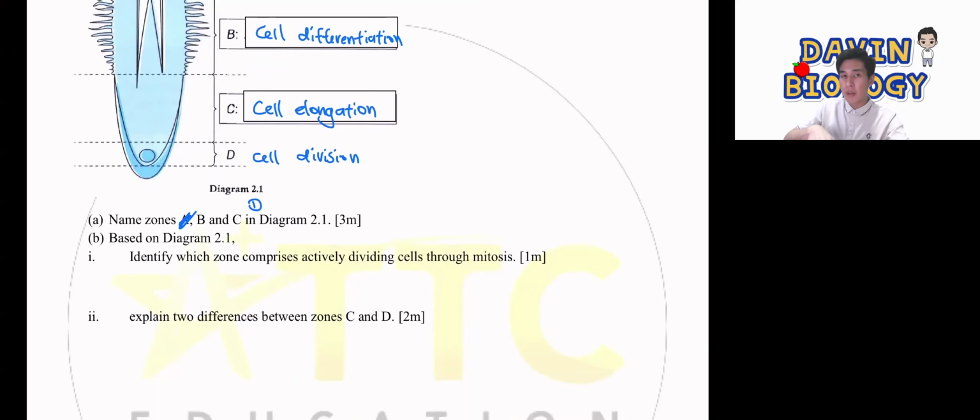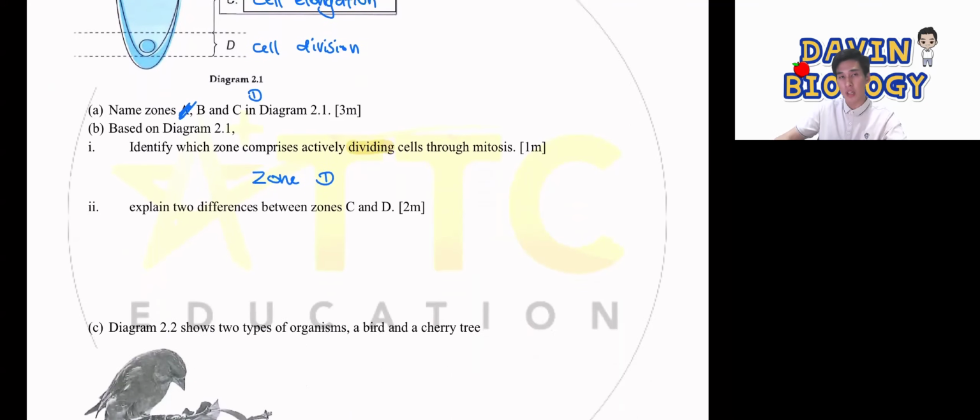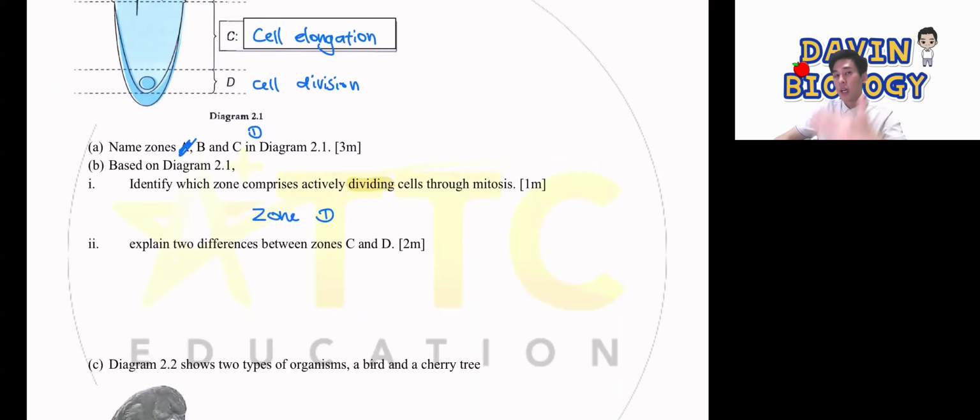Now, then let's get B1. Identify which zone comprises actively dividing cells through mitosis. So dividing, what else, right? Obviously, it's the zone of cell division. Zone D, you can surely say that. Then two differences between zone C and zone D.